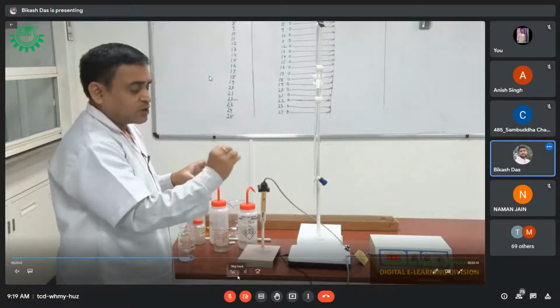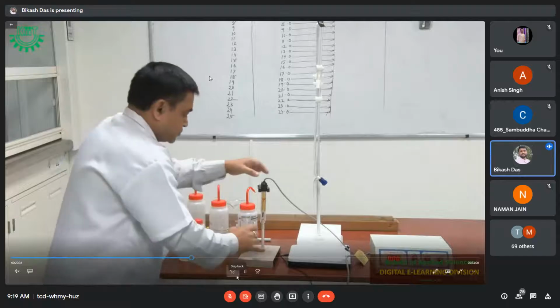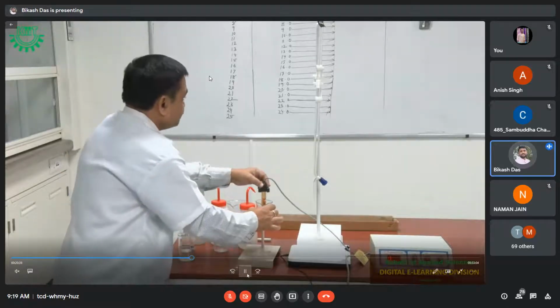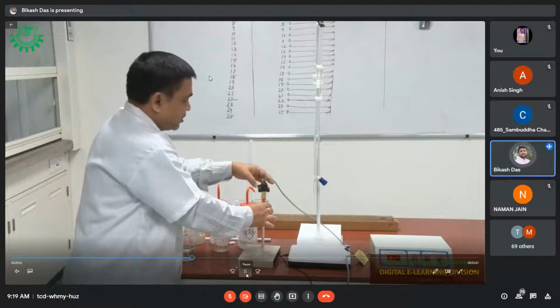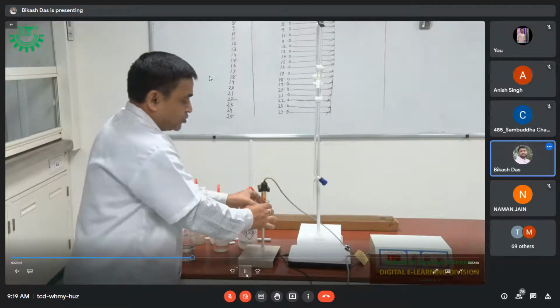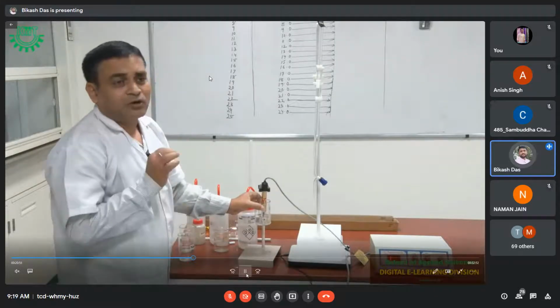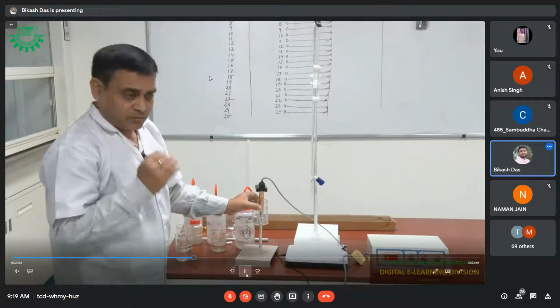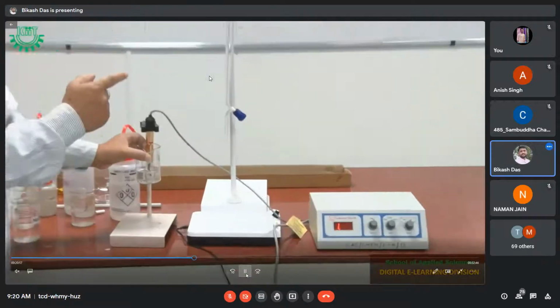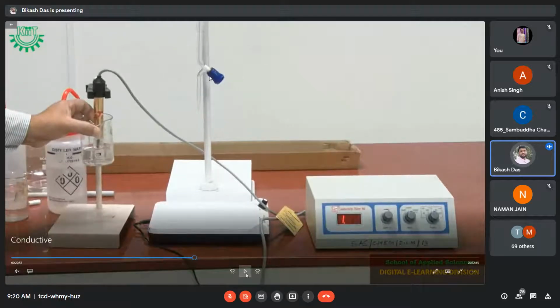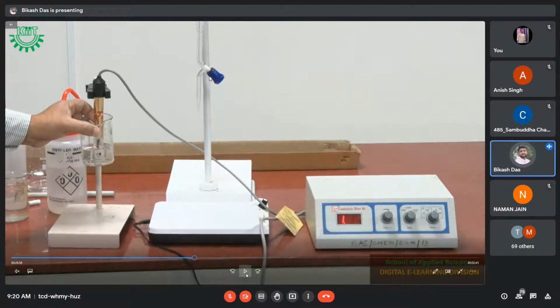But you can see in the observation table, class, that the first observation is clearly mentioned: 0.0 ml of NaOH. I mean, without adding NaOH, in pure acidic medium, you have to verify the conductance value. Just as you did in the pH meter, do you remember? The first observation, without adding NaOH, you measured the first pH. Exactly. Here also, the first observation is without adding any base. Let us see how much its conductance value is.